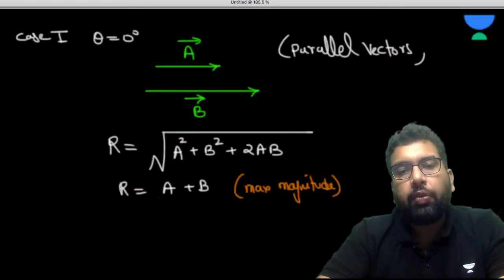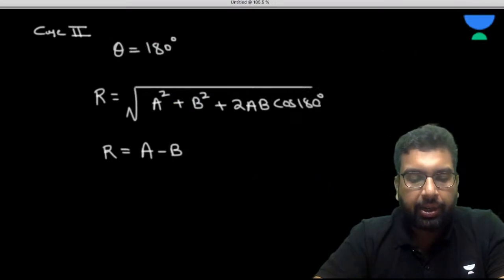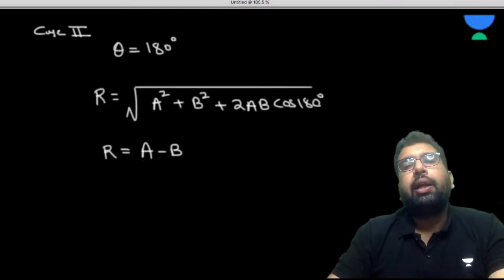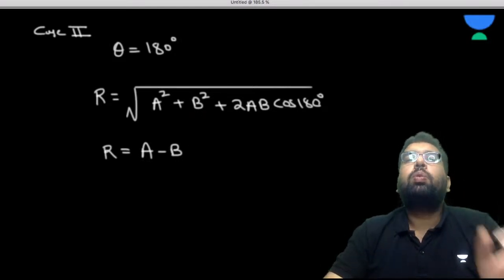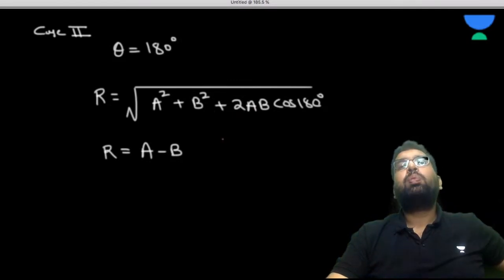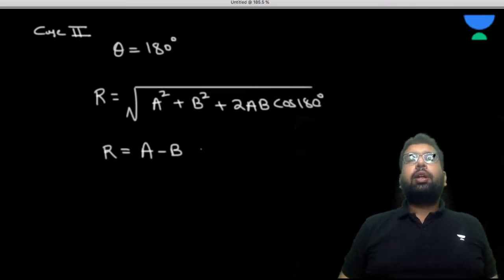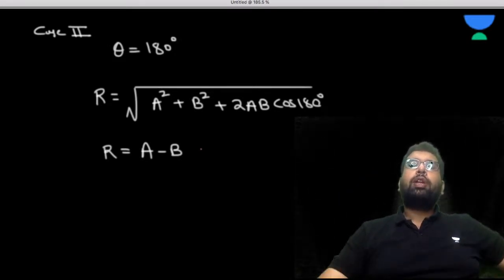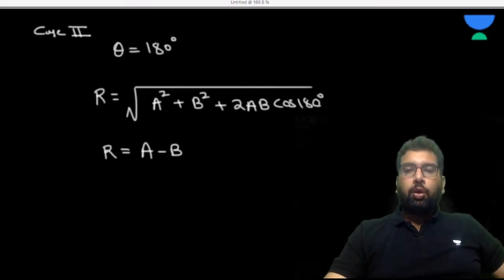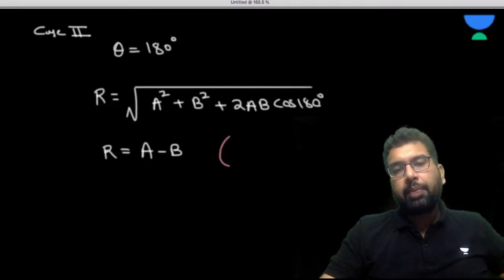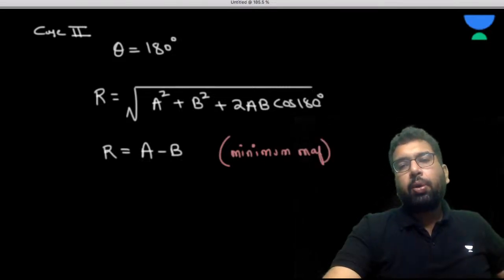So now when I write theta is equal to 180, do you agree that a square plus b square minus 2ab is (a minus b) whole square? So this is going to be a minus b. So this is going to be the minimum magnitude, isn't it? Minimum magnitude.